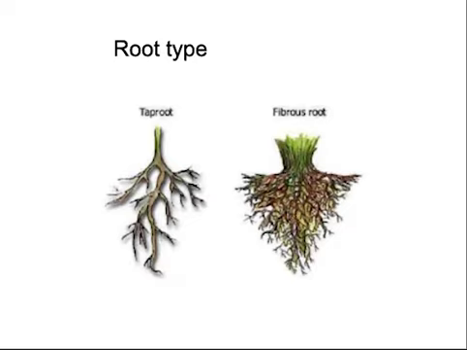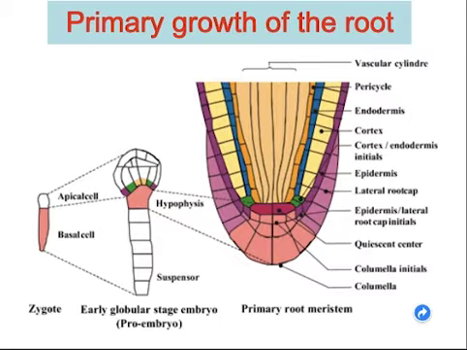Some plants have combinations of taproots and fibrous roots. Plants that grow in dry areas often have deep root systems, whereas plants that grow in areas with abundant water are likely to have shallower root systems. This diagram shows the primary growth of the roots.